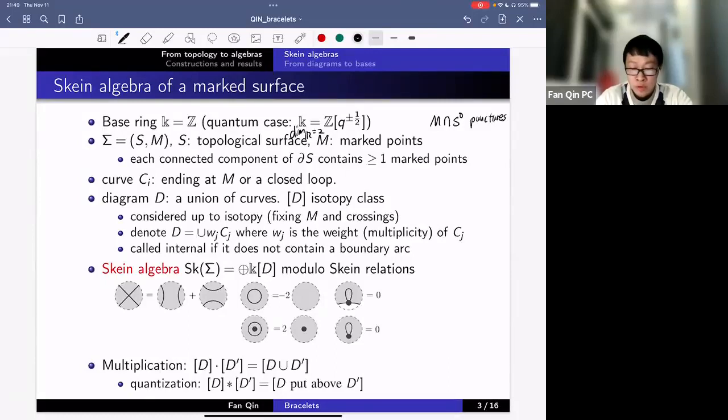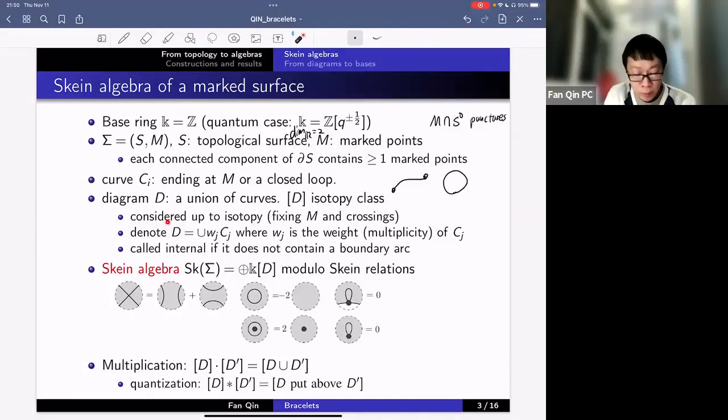We will consider curves, by which we mean curves in the usual sense: either it ends at marked points, or it is a closed loop. So it looks something like this, an open string, or a closed string. These are our curves. And a diagram is simply a union of many curves. We use the bracket D to denote its isotopy class.